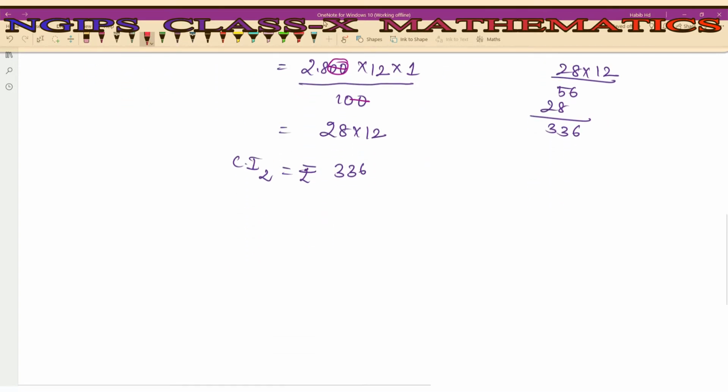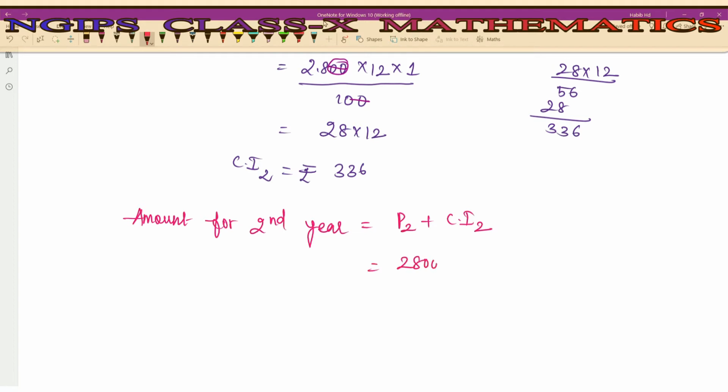Now amount for the second year. Second year amount is equal to second year principal plus second year compound interest. So second year principal here we have 2800. So I can write 2800 plus 336. So here 0 plus 6 is 6, 0 plus 3 is 3, 8 plus 3 is 11, remainder 1, 3. So 3136 rupees. So this is the amount for the second year.